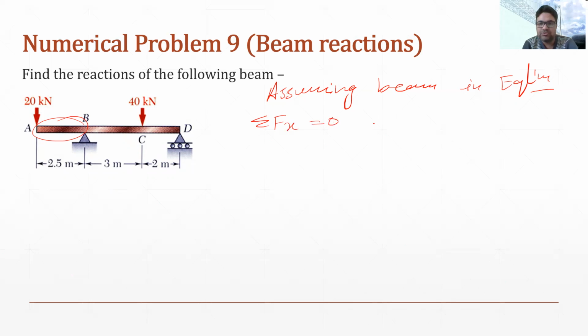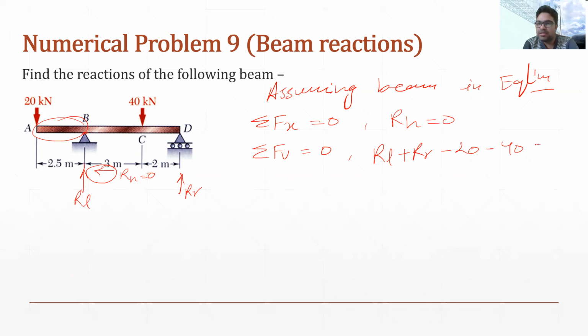So summation of Fx is equal to 0, which means reaction RH will be 0. Now, where will be the reaction RH? You can see this is the hinge. So this hinge will offer vertical reaction and horizontal reaction. So this horizontal reaction will be 0 because there is no horizontal load. Then we will be using the second equation, which is the algebraic sum of all the vertical forces should be 0. So this is RL and this is RR. So there we will write RL plus RR minus 20 minus 40 equals 0.